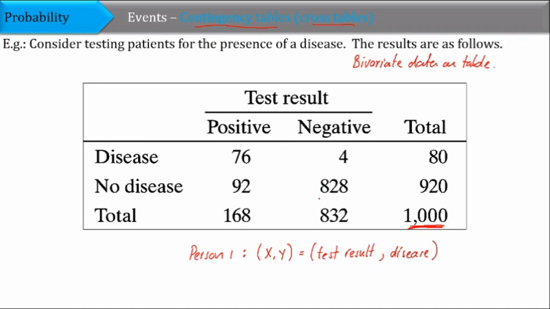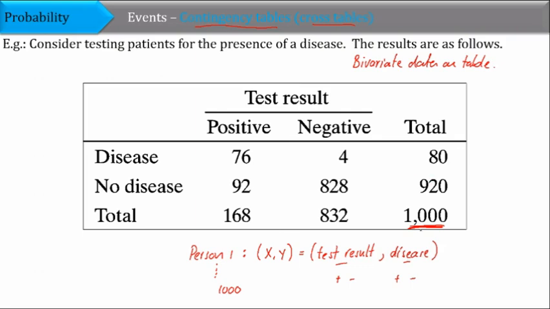Right, so that's what this table represents. We have each person, person 1 to person 1000, and each one will have a test result and whether the disease is present or not. The test result can be either positive or negative, and the presence of the disease can be either positive or negative. But the point is, we have bivariate data on the table because we have a column and a row.